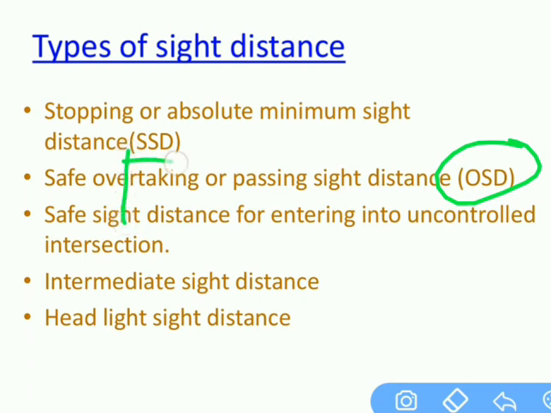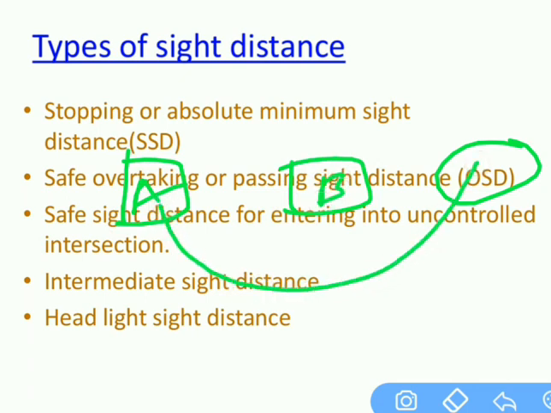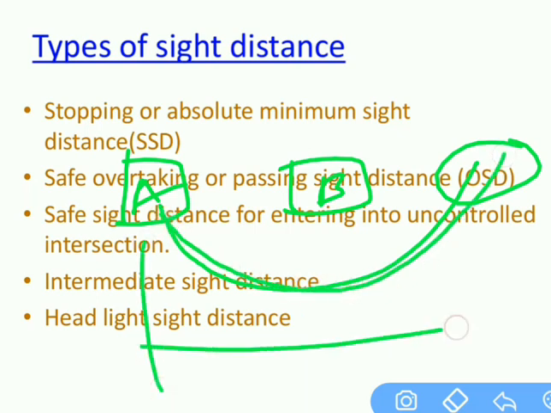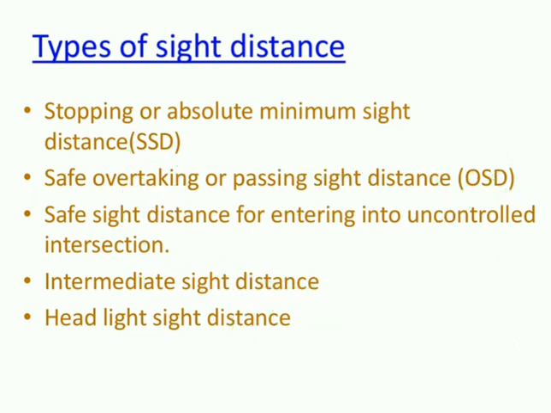For example, here we have one vehicle, and here we have another vehicle. Here I want to overtake this B vehicle. Clear? I want to overtake this B vehicle, so this distance is known as OSD, overtaking sight distance.